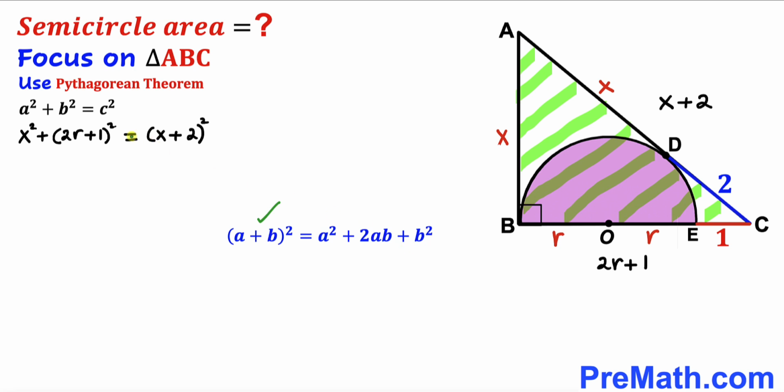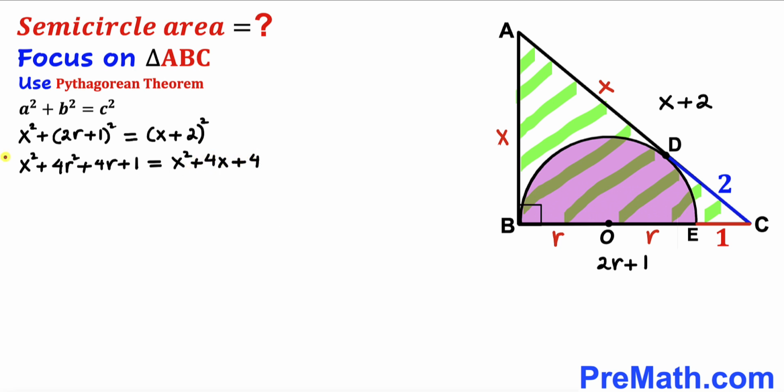Now let's recall this famous identity: a plus b whole square could be written as a square plus 2ab plus b square. We are going to apply this identity on this binomial and this binomial as well. So therefore we are going to have x square plus 4r square plus 4 times (r plus 1) equal to x square plus 4x plus 4.